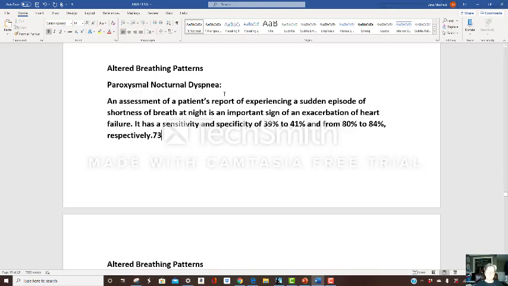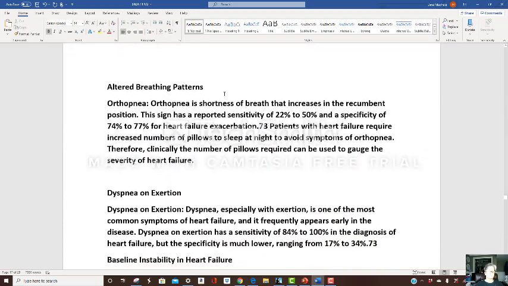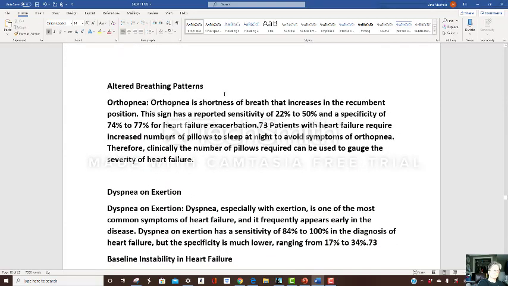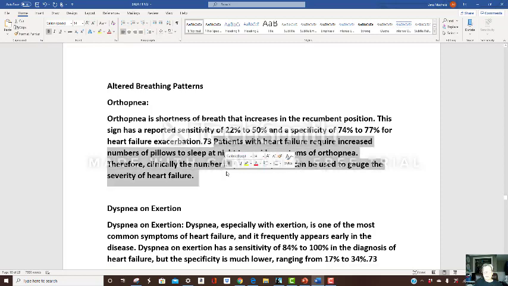Altered breathing patterns. Orthopnea. Orthopnea is shortness of breath that increases in the recumbent position. This sign has a reported sensitivity of 22% to 50% and a specificity of 74% to 77% for heart failure exacerbation. Patients with heart failure require increased numbers of pillows to sleep at night to avoid symptoms of orthopnea. Therefore, clinically the number of pillows required can be used to gauge the severity of heart failure.